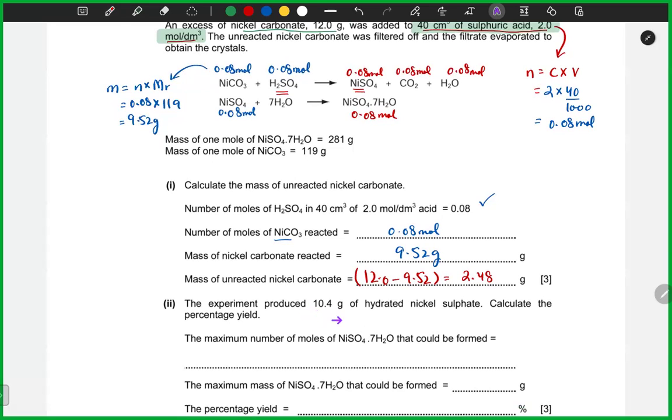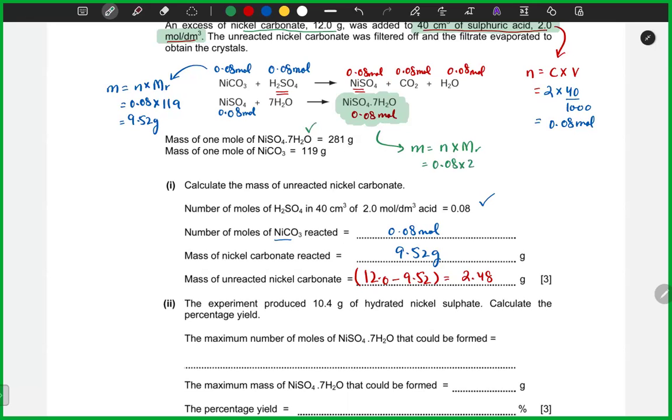He says that the experiment produces 10.4 grams of hydrated nickel sulfate crystals. Calculate the percentage yield. So, first thing, what is the theoretical mass of the crystals I'm getting? So I'm going to find that. What does my calculator tell me? So moles multiplied by MR. The moles are already with us, 0.08. The MR of the crystal is 281.